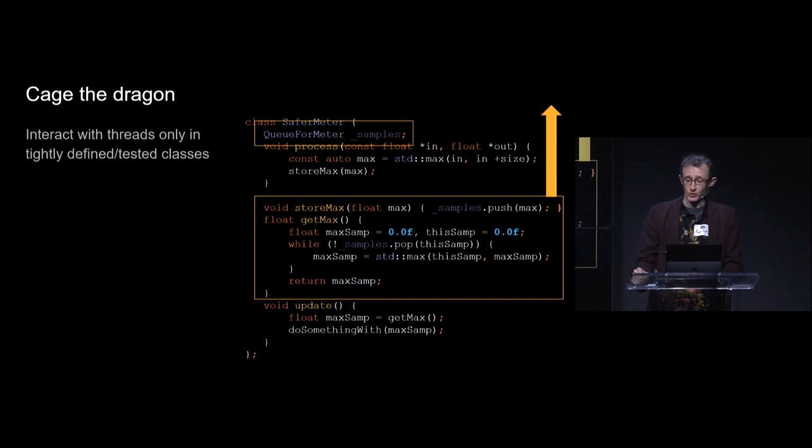Isolate the uses of our thread-aware variables to as few methods as possible, extract into a separate class. Here can we extract store max, get max in this queue for meter into this thread-aware class, and leave the rest of our process function and update function blissfully unaware of the dragon. The more of the class is testable without being thread aware, this is good. We can write tests easier this way.